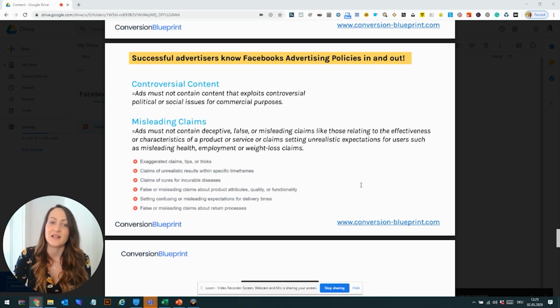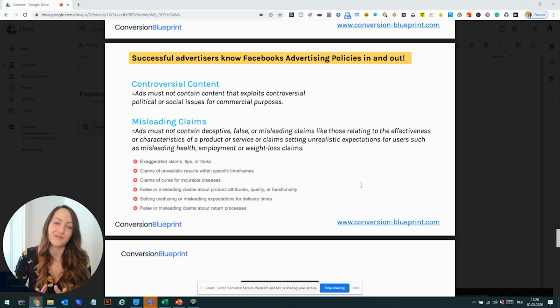Another thing is misleading claims. Ads must not contain deceptive, false, or misleading claims, like those relating to the effectiveness or characteristics of a product or service, or claims setting unrealistic expectations for users, such as misleading health, employment, or weight loss claims. So no exaggerated tips, claims, or tricks. No claims of unrealistic results within a specific time frame. So, lose 20 pounds in 4 days, things like that.